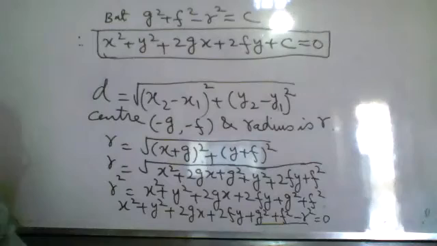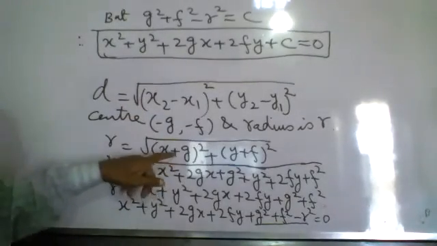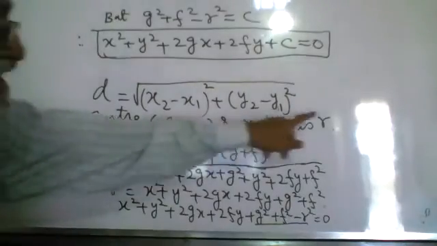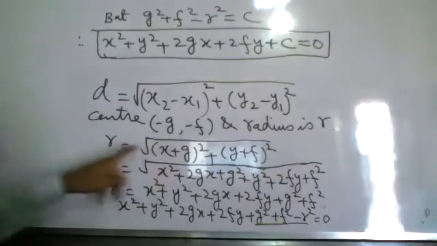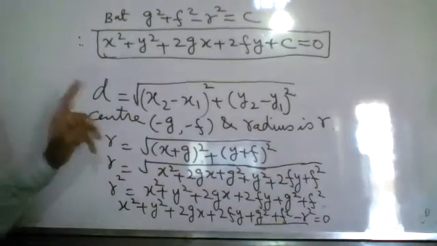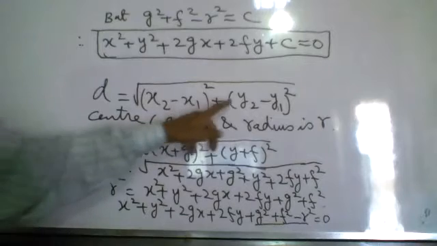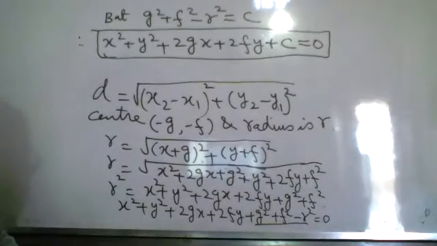So this is the way how to find the equation when the coordinates of the center, minus g and minus f, and the radius r are given. We will use this formula: r is equal to the square root of x2 minus x1 whole square plus y2 minus y1 whole square. We will use this formula to find the equation of the circle.